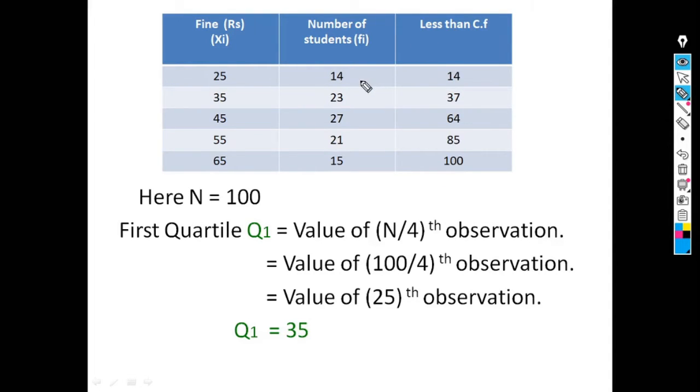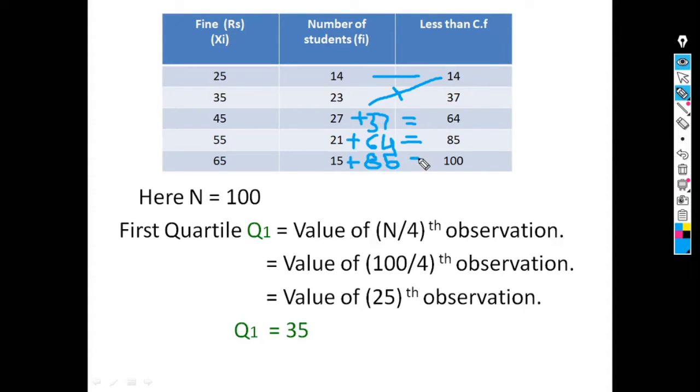So for less than type cumulative frequency, first observation is as it is, then addition of these 2 observations, that is 14 plus 23 which is equal to 37, then 37 plus 27 which is equal to 64, then 64 plus 21 which is equal to 85, and then 85 plus 15 which is equal to 100.